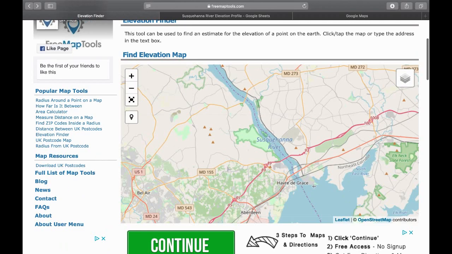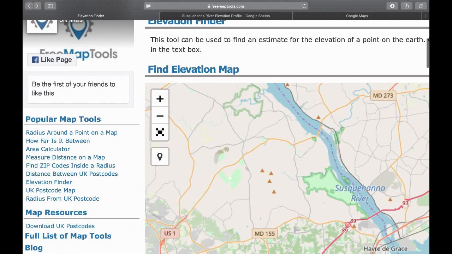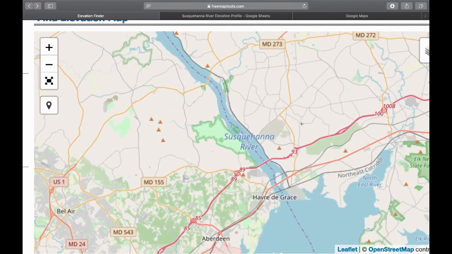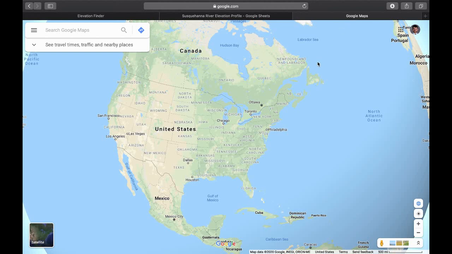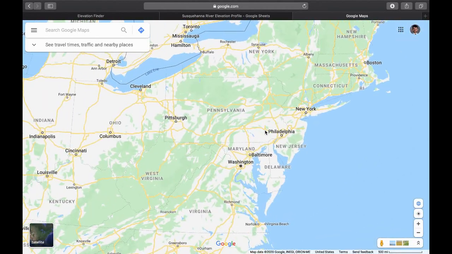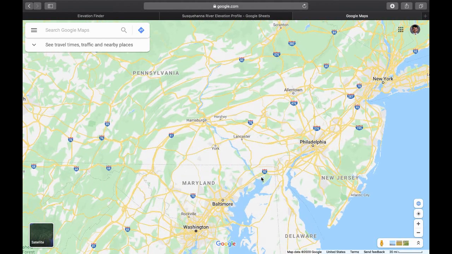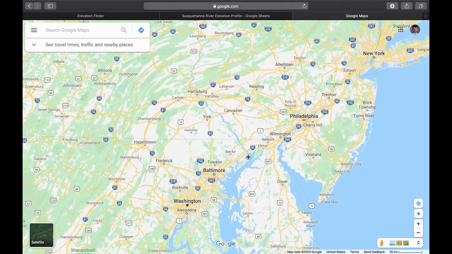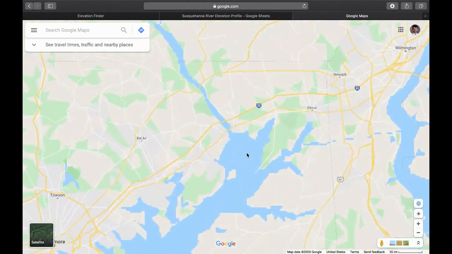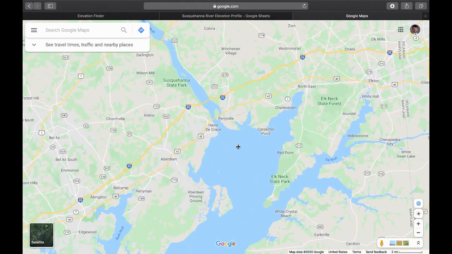Let me just get in a little closer. I don't need all those menus on this side. Okay, so this is the elevation map right here. Let me go over to Google Maps. Hey, we're back out in space, so let's zoom in here. So there's Pennsylvania, there's Maryland. Let me go down to the Chesapeake Bay. I should be seeing there's Havre de Grace again.